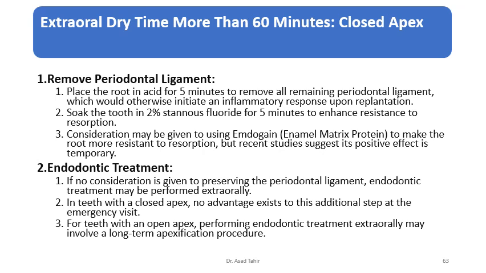Remove periodontal ligament. Place the root in acid for 5 minutes to remove all remaining periodontal ligament, which would otherwise initiate an inflammatory response upon replantation. Soak the tooth in 2% stannous fluoride for 5 minutes to enhance resistance to resorption. Consideration may be given to using Emdogain, enamel matrix protein, to make the root more resistant to resorption, but recent studies suggest its positive effect is temporary.